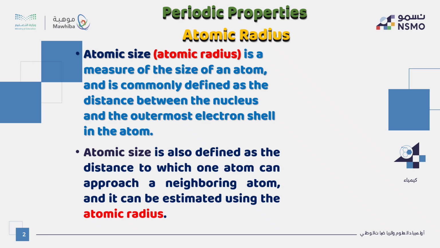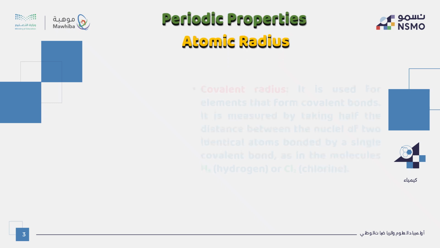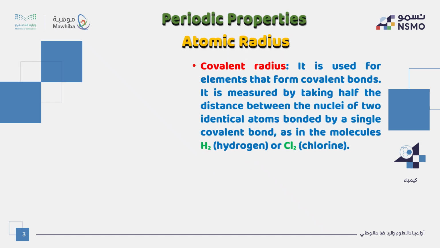Another way to define atomic radius is the distance to which one atom can approach a neighboring atom. This distance depends on the type of bonding between the atoms. Types of atomic radius. Because atoms bond in different ways, scientists use different definitions of atomic radius depending on the type of elements.